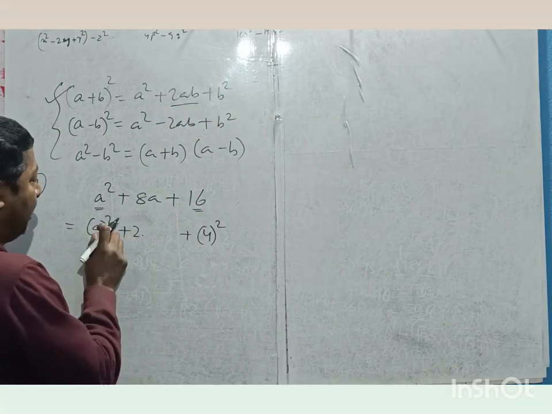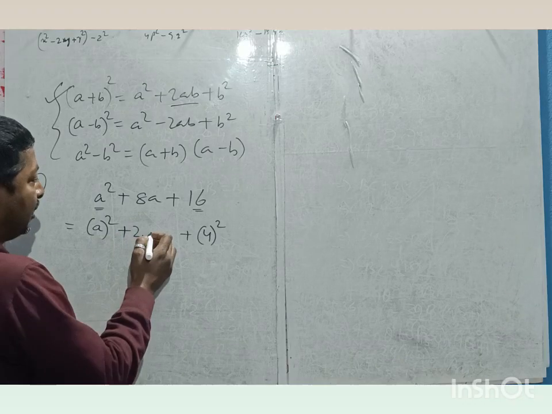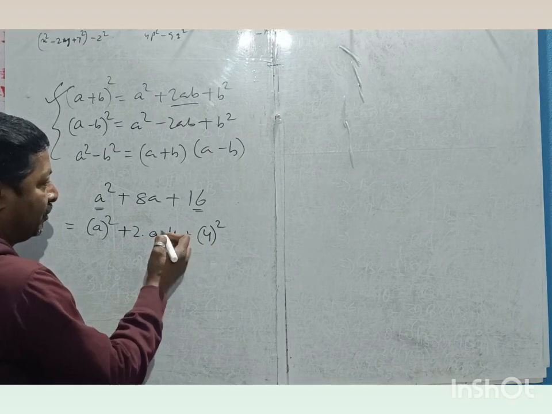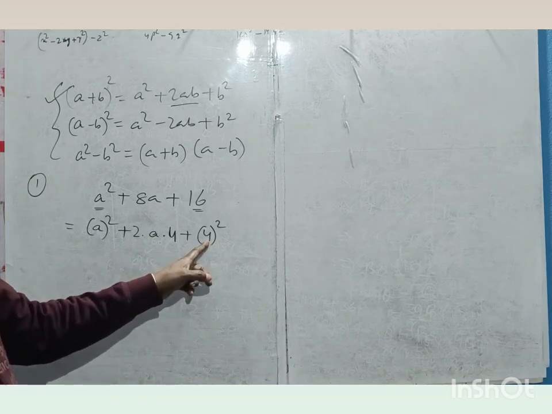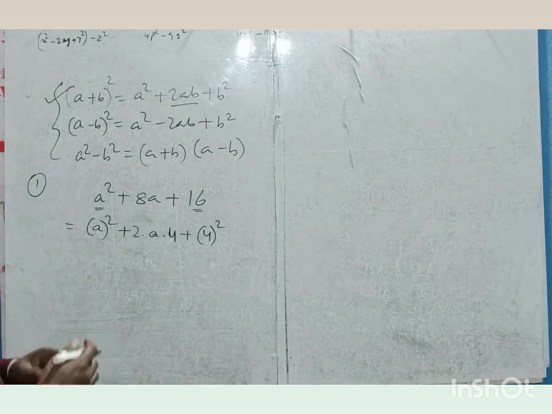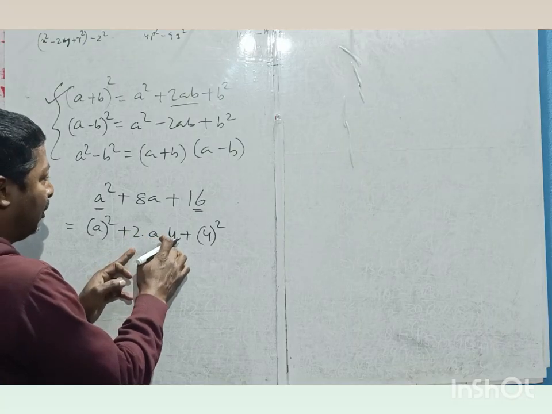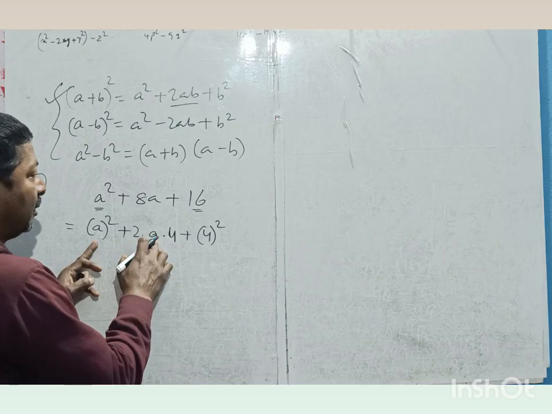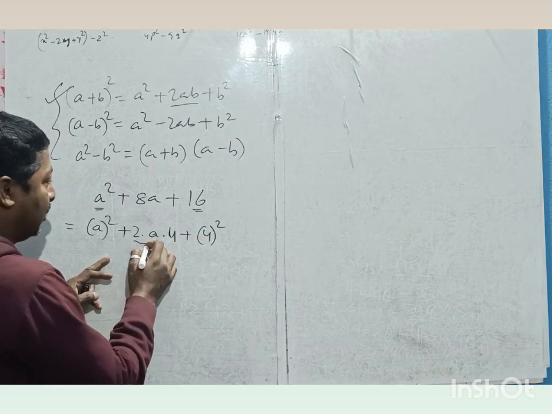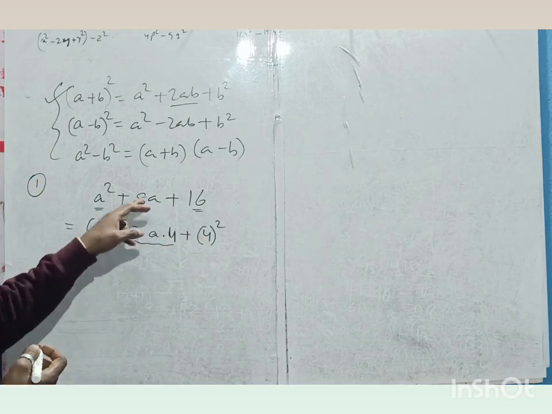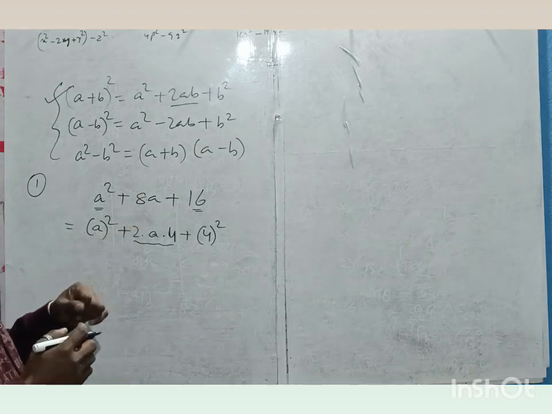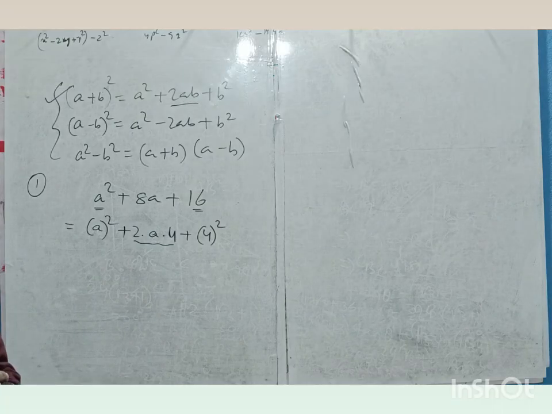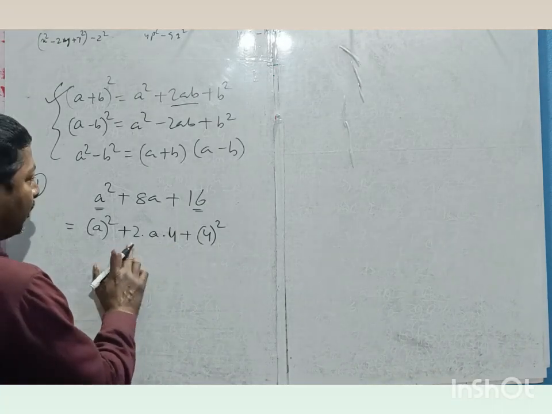2 into a is how much? Whatever is inside the bracket here is a, and whatever is inside the bracket here is b, which means 4. a is a itself and b is 4. So just write 2ab, 2 into a into b. a is a, that's why I am writing a here, and b is 4. Now do this multiplication and check whether it will be 8a or not. 2 into a into 4, 8a. So it fits the identity, and we can proceed further.